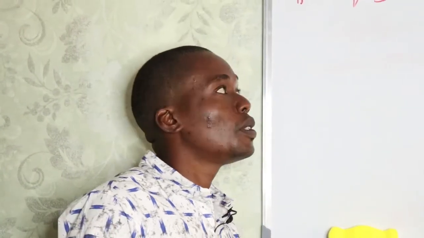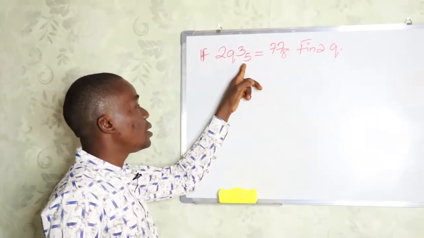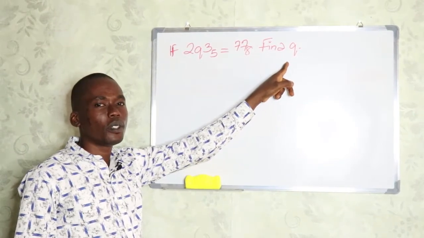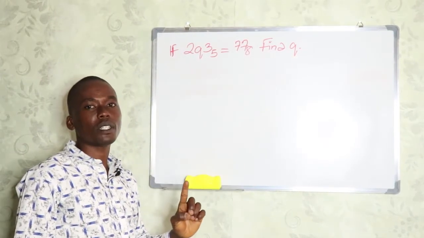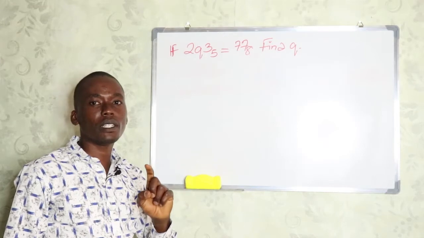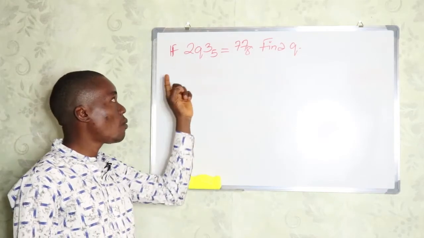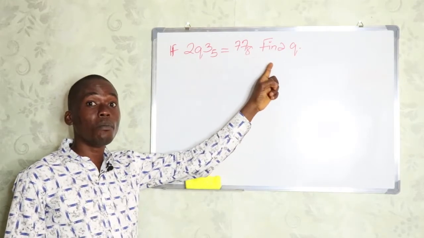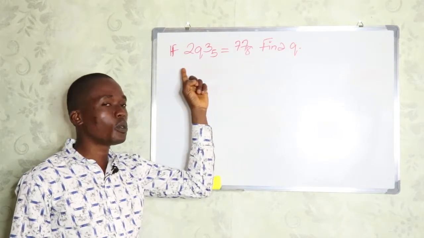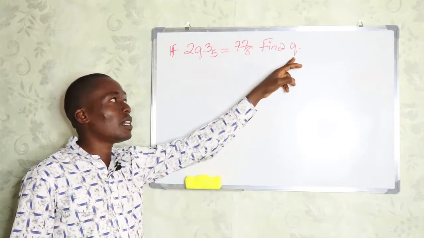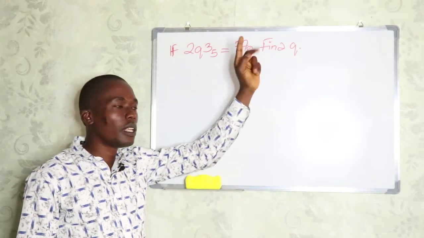Now let's look at practical sample question 2. It says if 2q3 base 5 is equal to 78 base 8, find q. Now this is a very important question, and you know under UTME or JAMB, time is of the essence. Now what we need to do is to convert 2q3 base 5 to base 10 and also 78 base 8 back to base 10, so that these two values will have a common base. Then from there we can simplify further to get our value q.